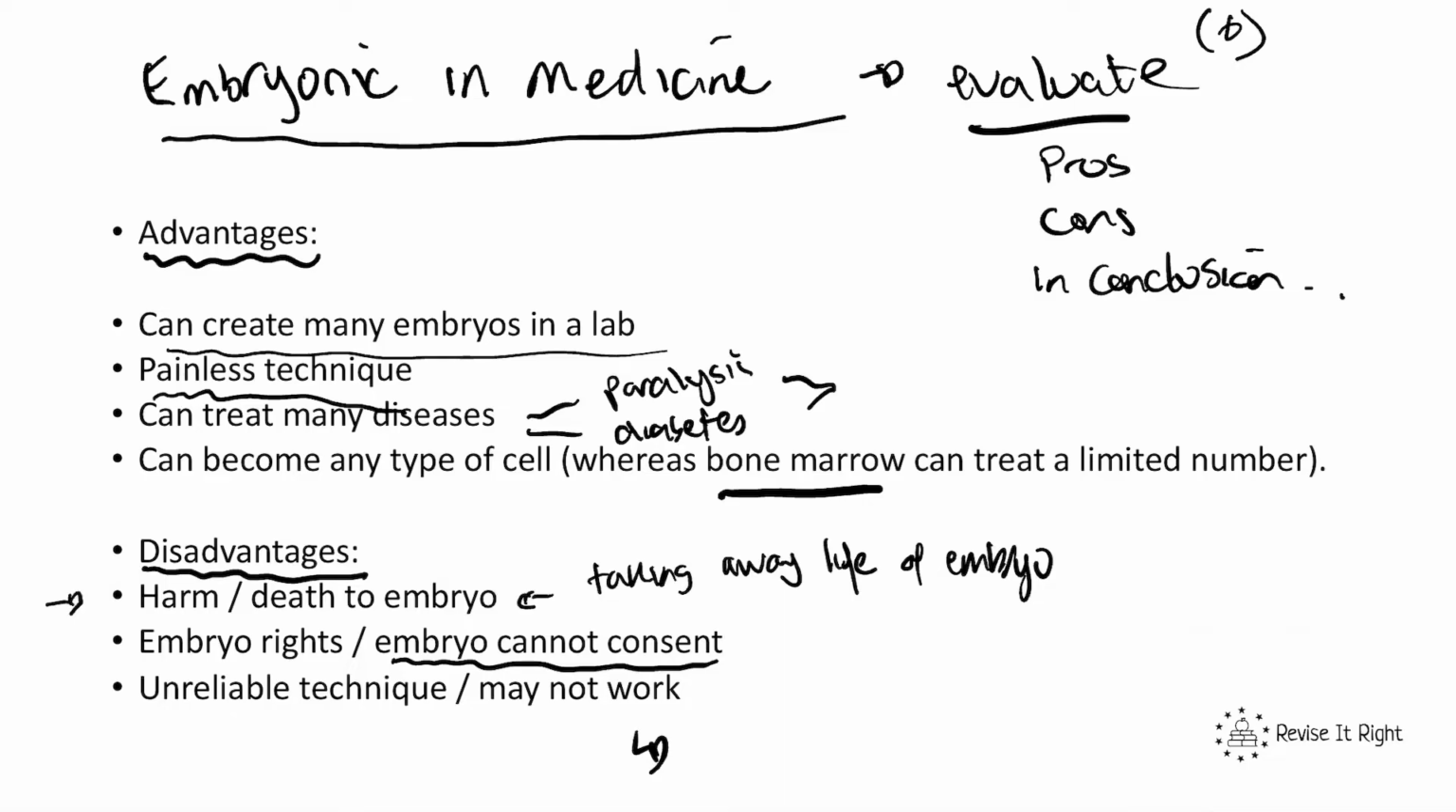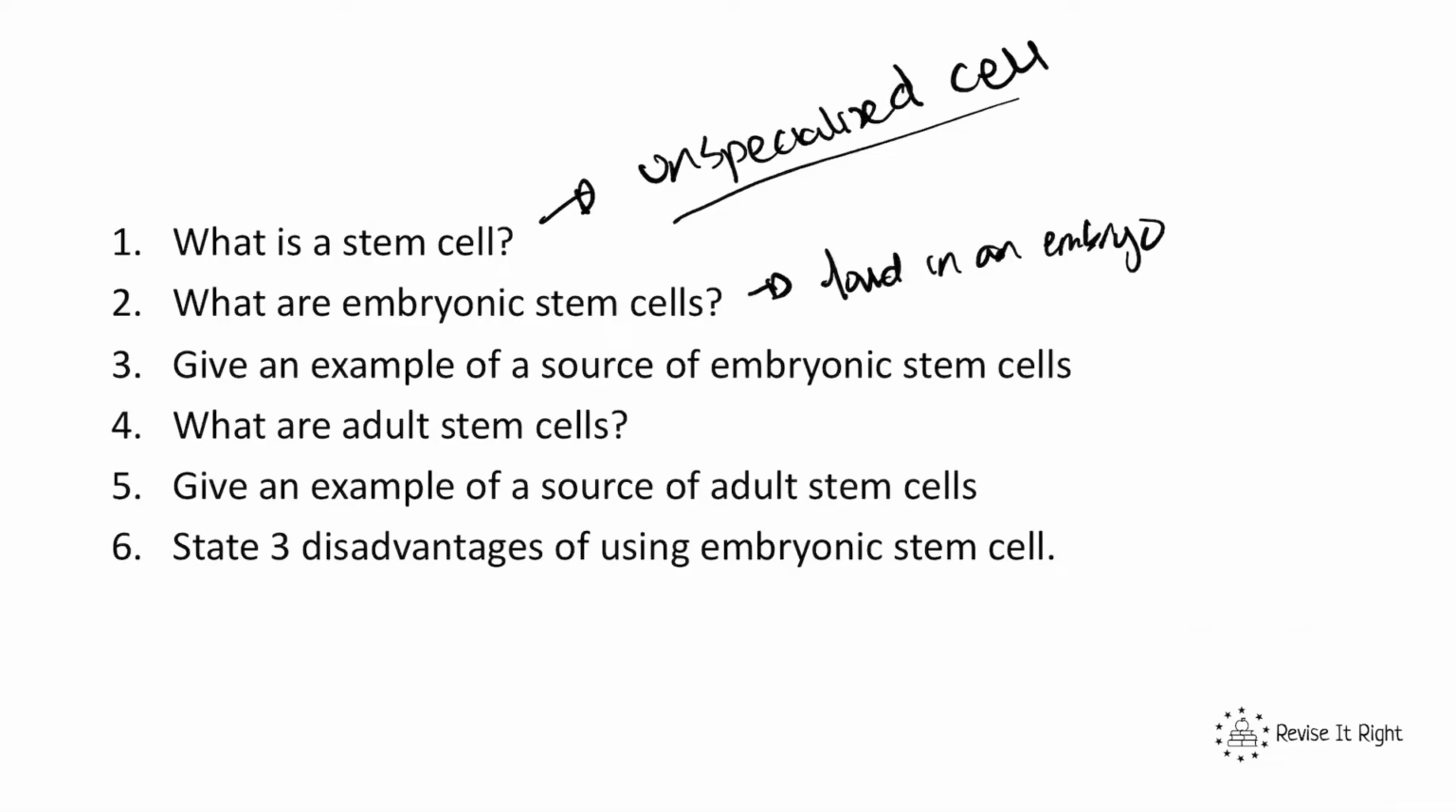What are embryonic stem cells? Well, these are stem cells found in an embryo. So remember, it's a developing fetus before the 8-week mark, and they can differentiate into any, and the big thing here is any type of cell. Any type of cell. Give an example of a source of embryonic stem cells. Well, the obvious one is the embryo.